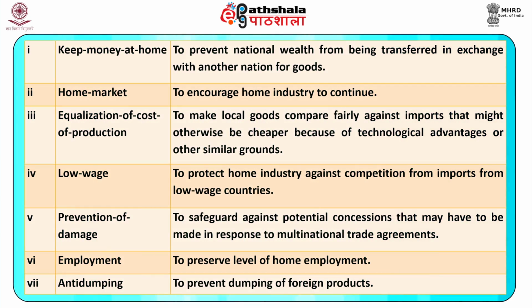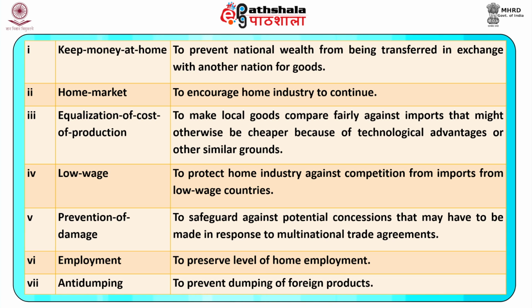The first one is keep money at home, that is, to prevent national wealth from being transferred in exchange with another nation for goods. The second one is home market, to encourage home industry to continue. Then equalization of cost of production, that is to make local goods compare fairly against imports that might otherwise be cheaper because of technological advantages or other similar grounds. The fourth is due to low wage, to protect home industry against competition from imports from low wage countries.